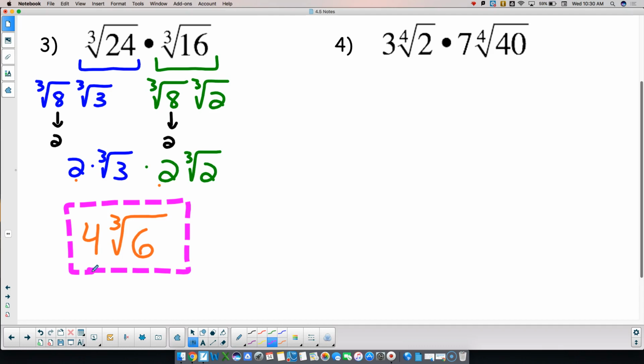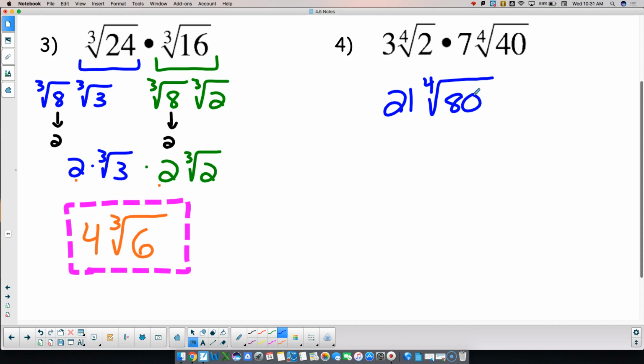Fourth root of 2, there is no perfect fourth factor that goes into 2, so that stays the same. Same with the fourth root of 40. There are no perfect square or perfect fourth factors that go into the fourth root of 40, excuse me. So this becomes 21 times the fourth root of 80.